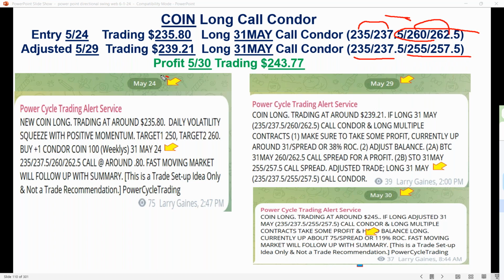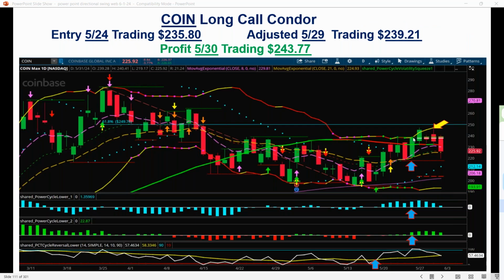So here's the original trade setup. It says new Coin long, daily volatility squeeze with positive momentum, target 1 250, target 2 260, and buy a condor. So buy the 235, 37.5, 260, 62.5 at 80 bucks. Then we did an adjustment on the 29th and got out on the 30th. I'm updating you constantly if anything needs to be done, so you don't have to stare at your screen all day. The setup had a volatility squeeze, cycle 1 and 2 momentum.